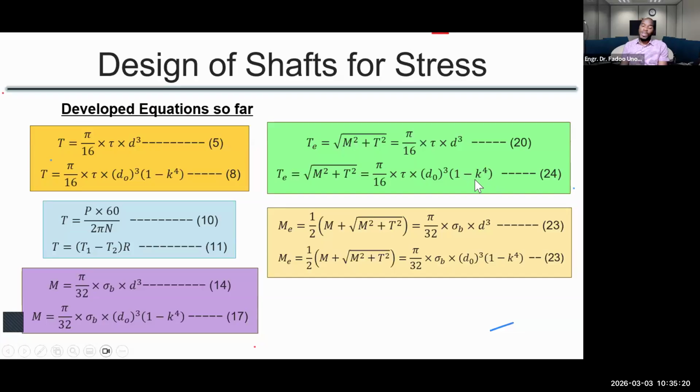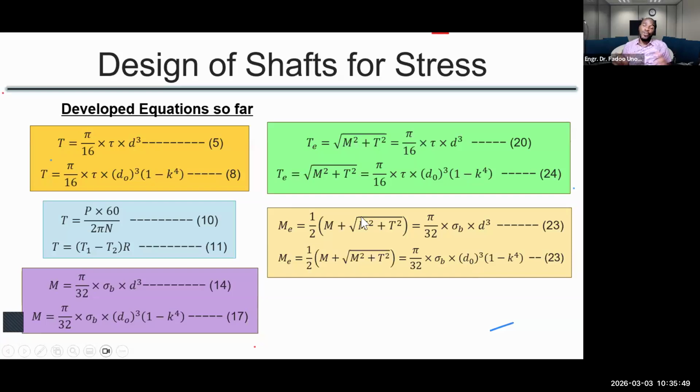And then the second theorem is the maximum normal stress theory or Rankine's theory. Okay. Which says that the maximum or the equivalent bending moment in that material is given by this half of what you see here, and that should equal pi over 32 times what you see there. And if it's a hollow shaft, then you replace that T with this one.